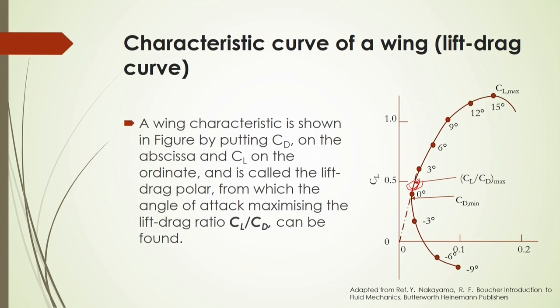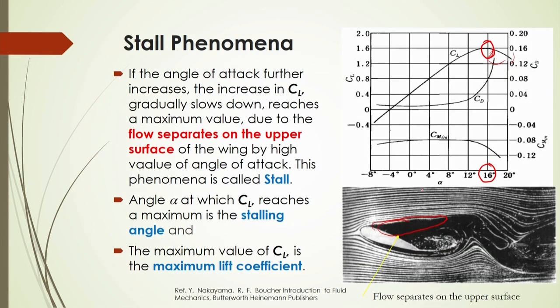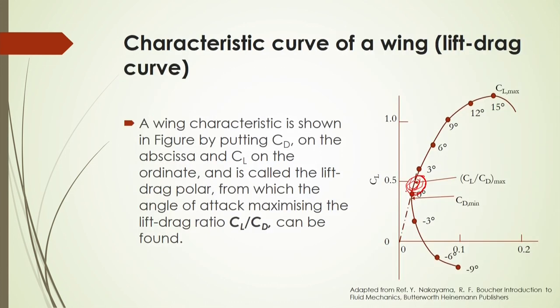You will see that when this CL by CD is maximum, that angle is represented as the characteristic curve angle, or you can say the lift drag angle. That lift drag angle will be somewhere between 0 and 3 degrees, because in these curves, if we increase the angle there will be an increase of CL until it is maximum here, whereas CD will be somewhere. So, when CL by CD is maximum, that angle will be considered as the angle of attack for the maximum ratio of CL by CD.